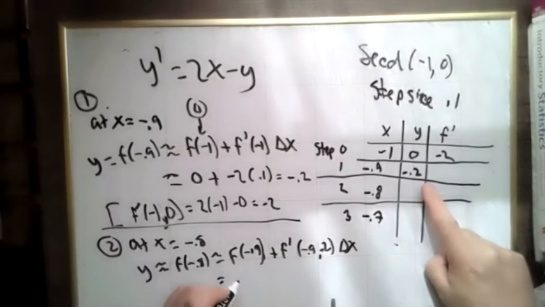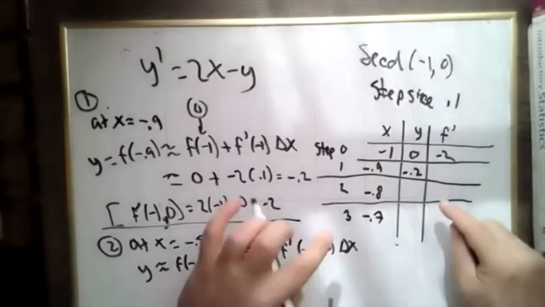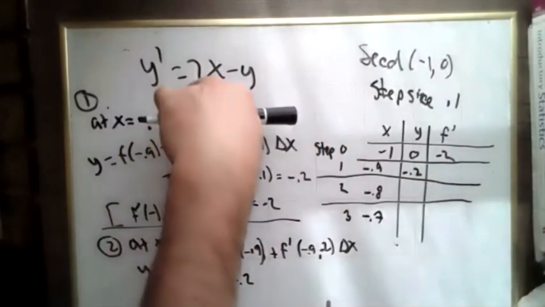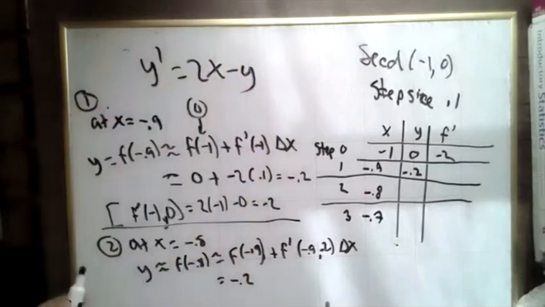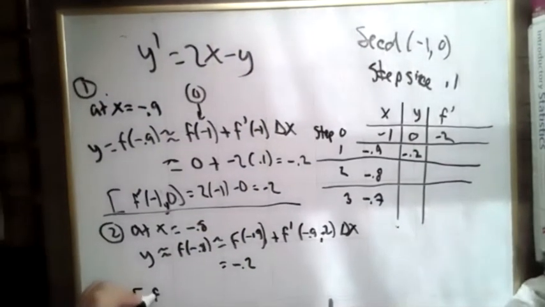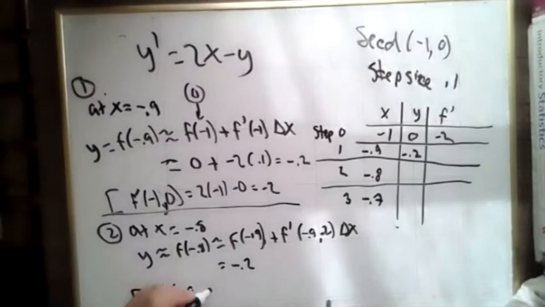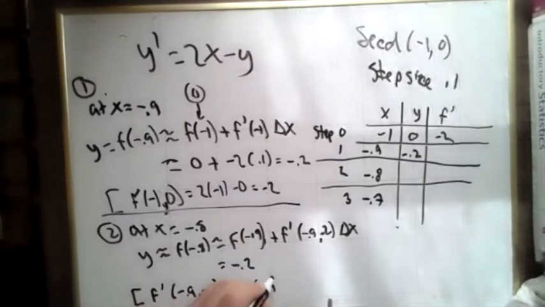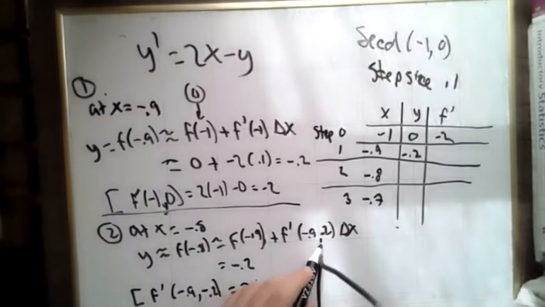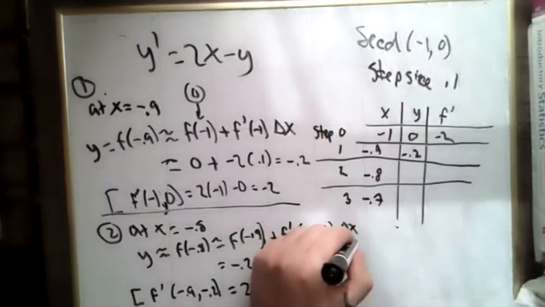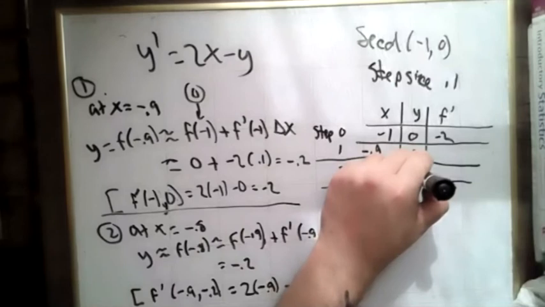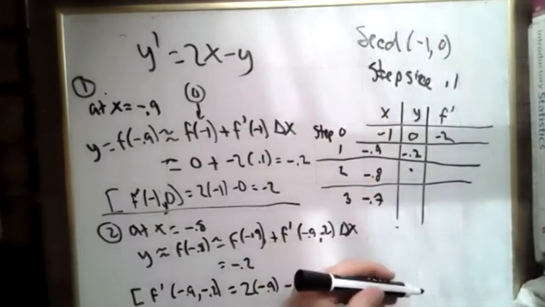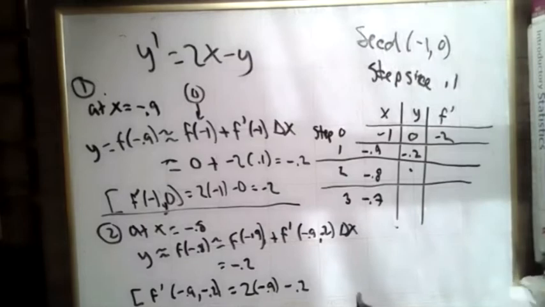My last y value was negative 0.2. Now I've got to plug this previous point into the derivative, into the DE itself. So f prime at negative 0.9 comma negative 0.2 would be 2 times negative 0.9 minus 0.2. We get whatever we get. I think you're seeing the process now. Take that times our 0.1, our step size, our delta x, add that to 0.2, we get that y value that goes there. And then we just continue. We just do this over and over again.